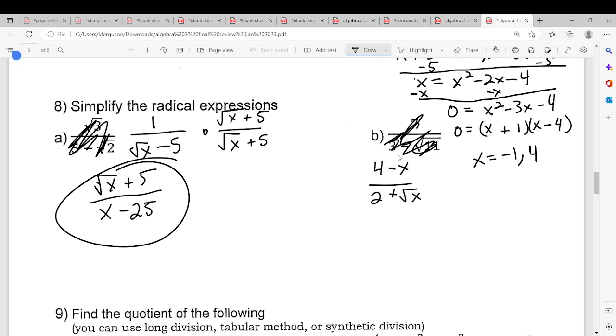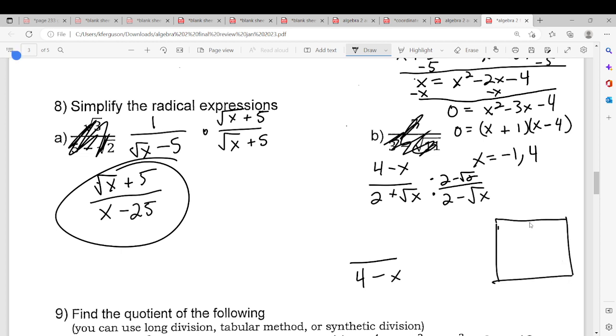Now this one's a little tougher. The conjugate of this is 2 minus the square root of x, excuse me. So I'm going to multiply that. If I multiply that in the denominator, 2 times 2 is 4. Positive square root of x and negative square root of x give me a negative x. So that's that, no big deal. But on the top, it gets a little meaner.